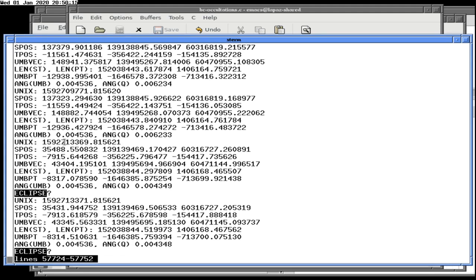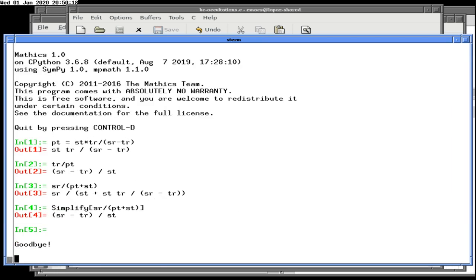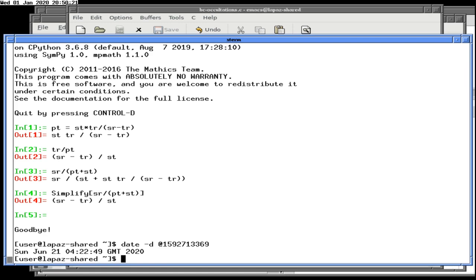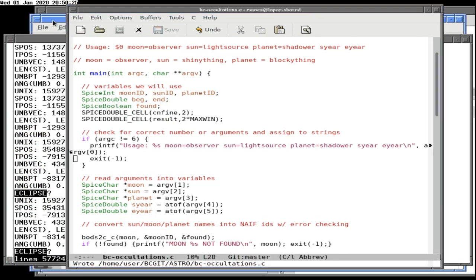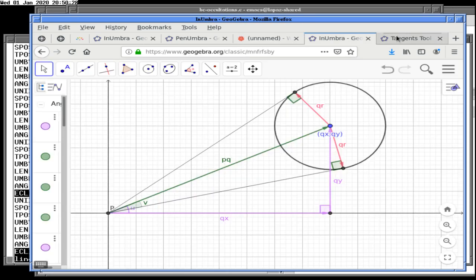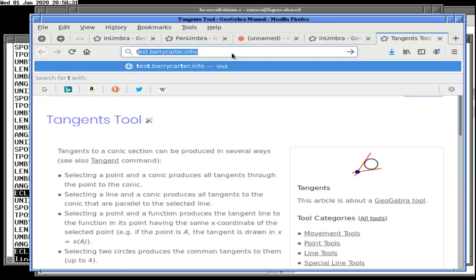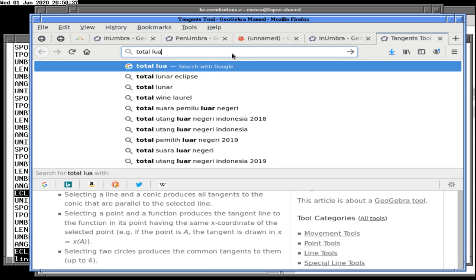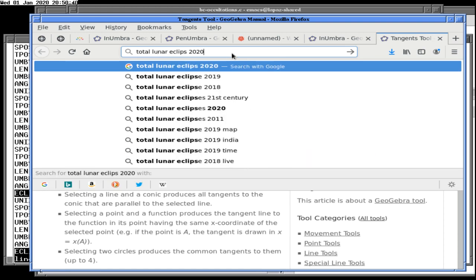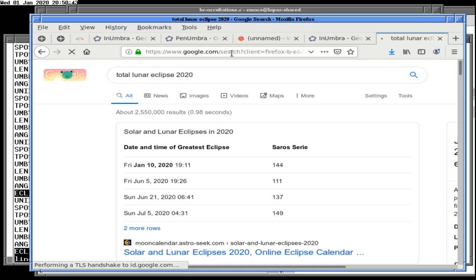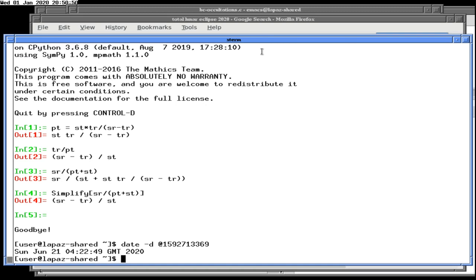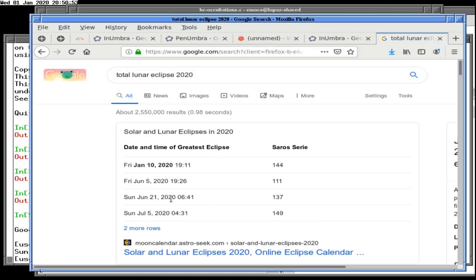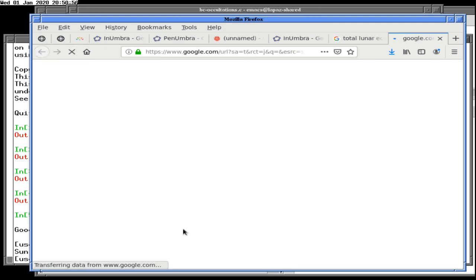So, is there an eclipse at this time? Let's find out. So this says June 21st of this year, there'll be a total lunar eclipse. Probably, maybe, who knows? And what time did we have here? June 21st. Okay, well, let's see if that's a total eclipse. Penumbral.